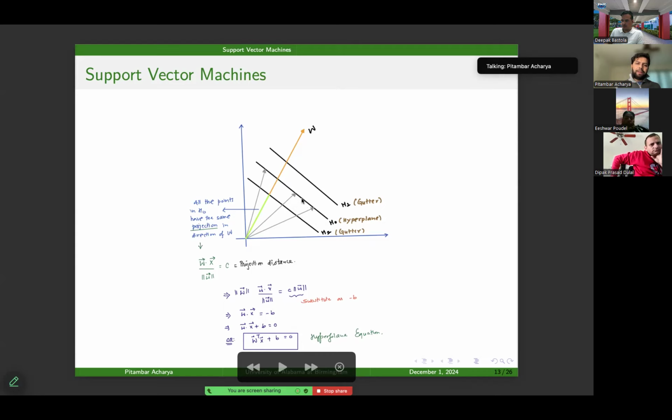If the vectors are projected here, the green line represents the projection. The projection is always constant here. It is the scalar product divided by the magnitude of W, and that gives a constant because the projection distance is always constant. I'm taking the dot product here, and then multiplying by the magnitude of W on both sides, so we get this quantity. This C times the magnitude of W is some scalar, and I substitute it as negative b. So I get the plane W transpose X plus b equals 0. This is just the hyperplane equation.